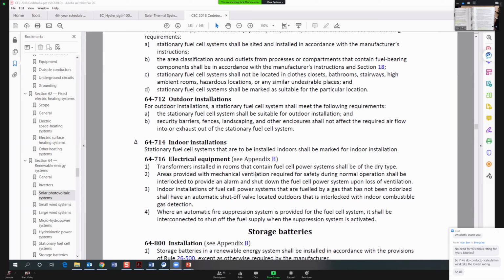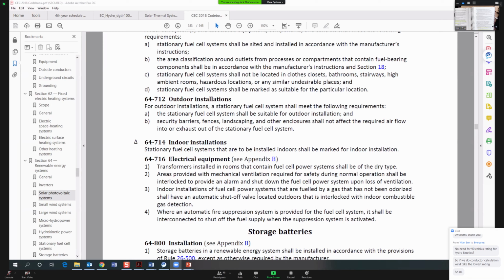Area provided with mechanical ventilation required for the safety during normal operation shall be interlocked to provide alarm or shutdown of the fuel cell power system upon loss of ventilation, because you don't want the hydrogen gas to accumulate inside the area. That's why you need mechanical ventilation. And if you lose the ventilation, you need to provide an alarm and shut down the fuel cell.